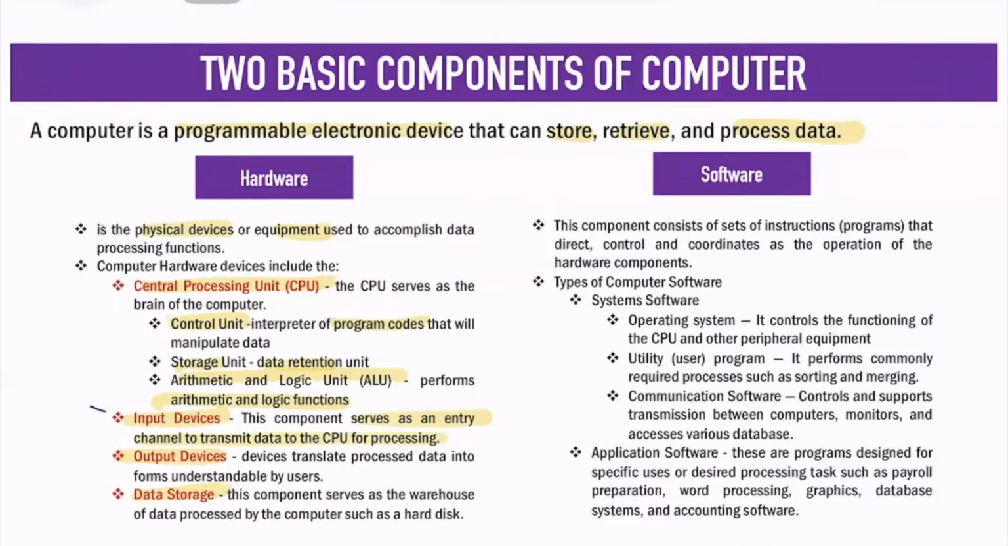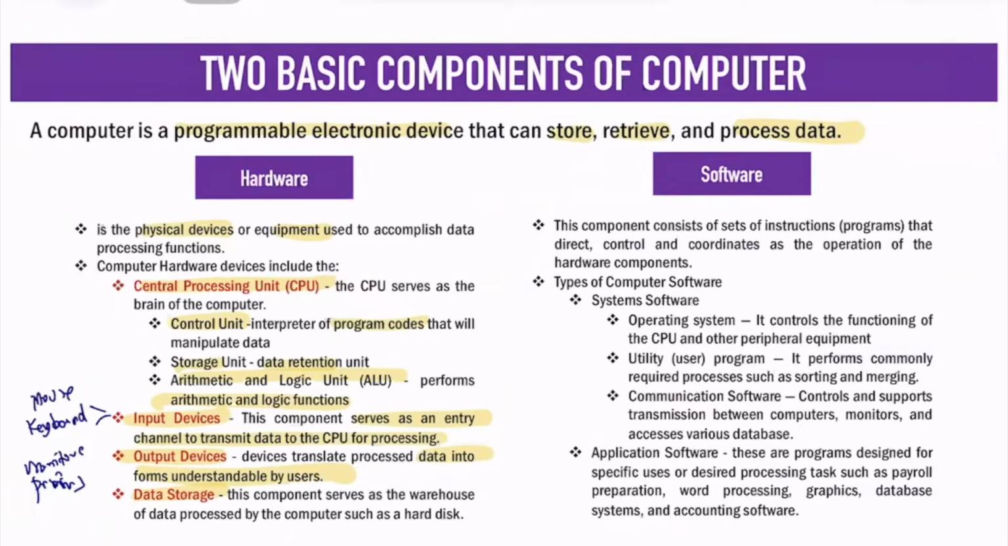So the normal input devices that we know are your mouse and your keyboard. So these are input devices. After your input devices, we have your output devices. These are devices that translate processed data into forms understandable by users. Examples are your monitors and printers. These are your common output devices.